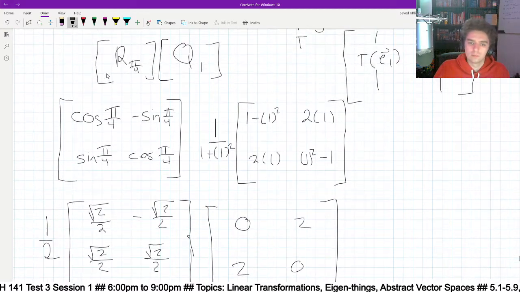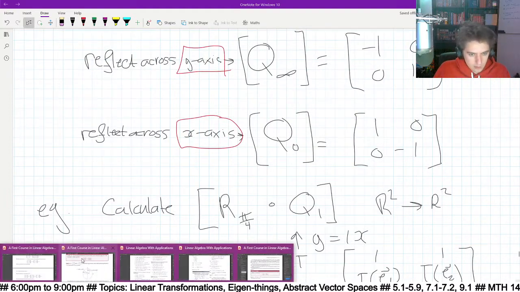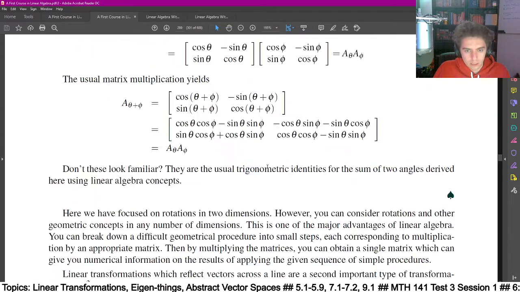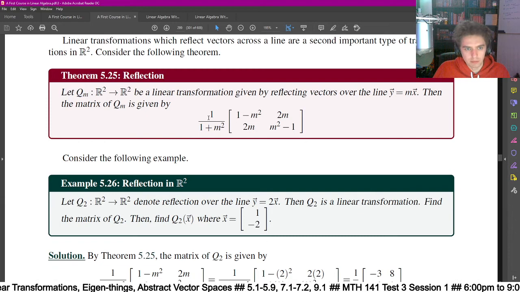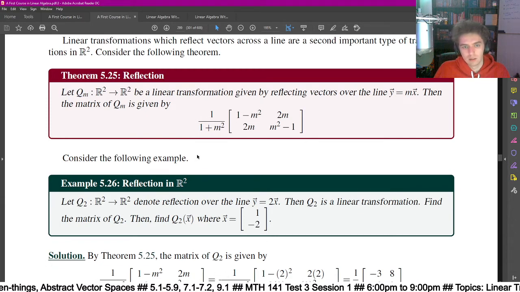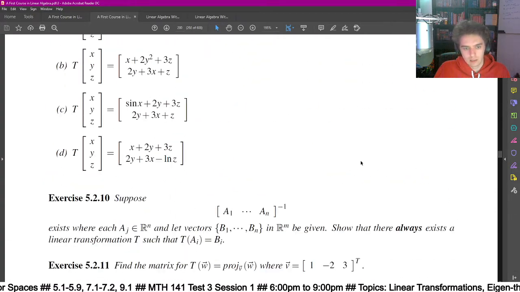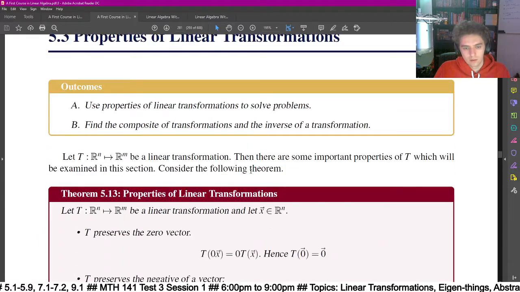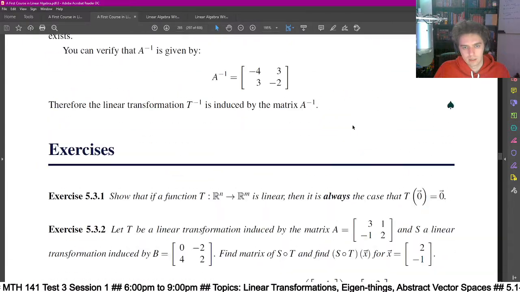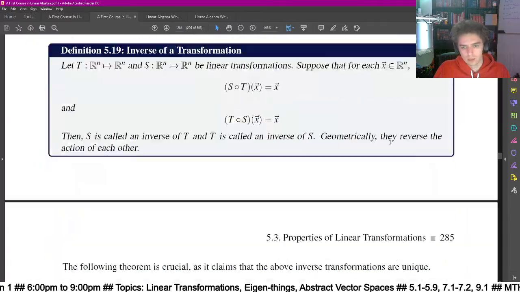What's this called, with the Q's? Let's look at the textbook, because I don't remember seeing this in my class. Reflection, Q_M, linear transformation given by reflecting. That's all it is in the textbook. Maybe it has it at the start. I see that it says reflection in R2. Is it different? Theorem 5.2. I lost it.